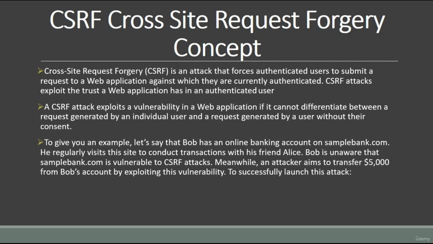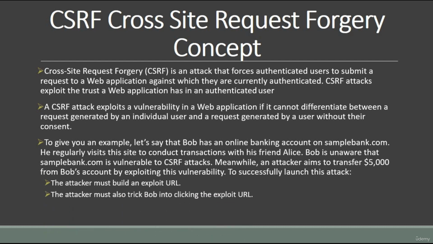For a successful launch of this attack, the attacker should have an exploit URL, right? The attacker must have also tricked Bob into clicking the exploit URL. So definitely every attack is happening with the mistake of the victim. Until and unless the user clicks on that URL, the attacker can't do anything. Bob also needs to have an active session with samplebank.com. So these are some things which are needed.